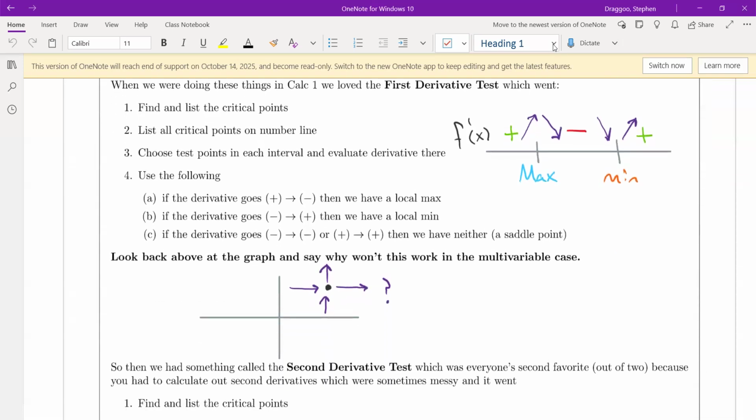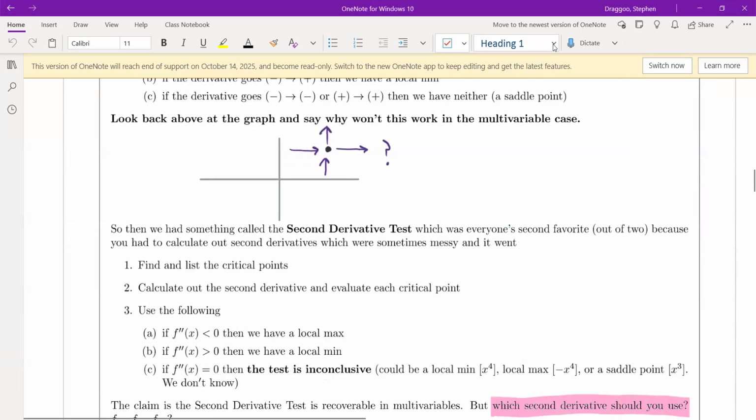The first derivative test ends up being a gigantic pain in Calc 3 because there are too many directions that we have to look at. Back in Calc 1, it was pretty easy to just look left and right of a maximum or a minimum to figure out if it's a maximum or a minimum, right? Increasing into decreasing meant a max, but decreasing into increasing meant a min. But we have way more than just two sides in 3D space. So not a great plan.